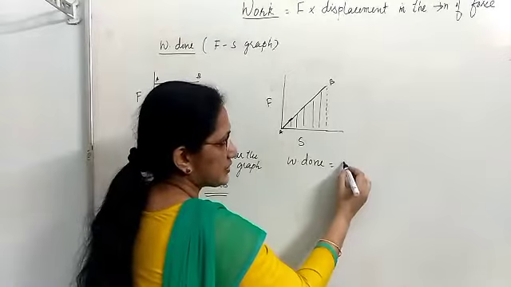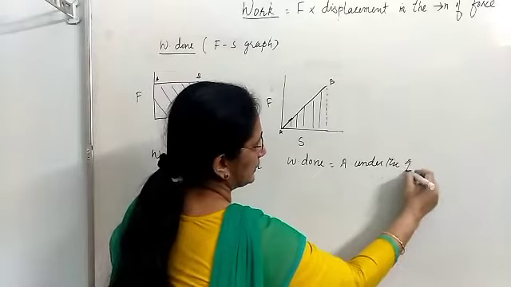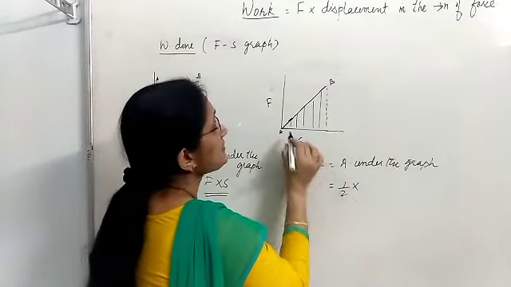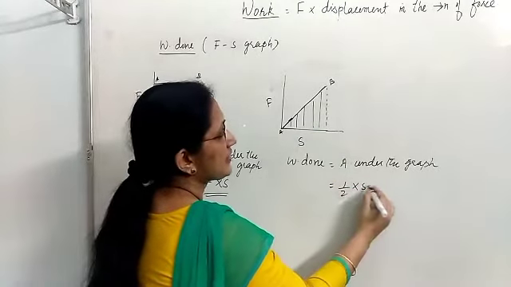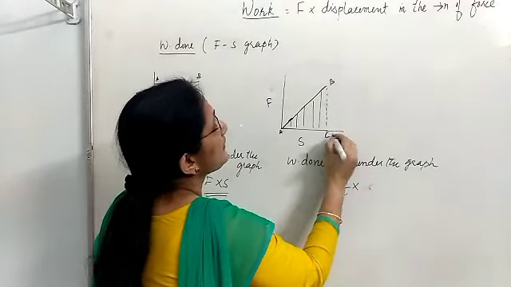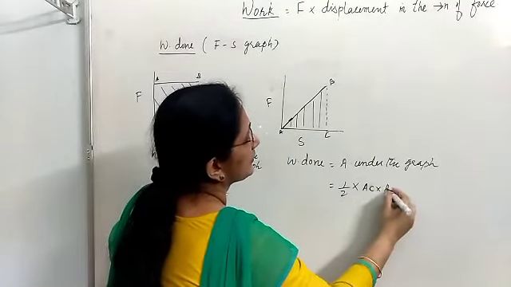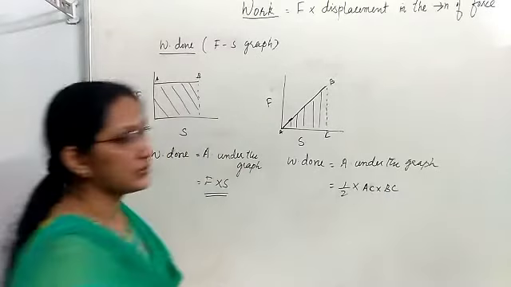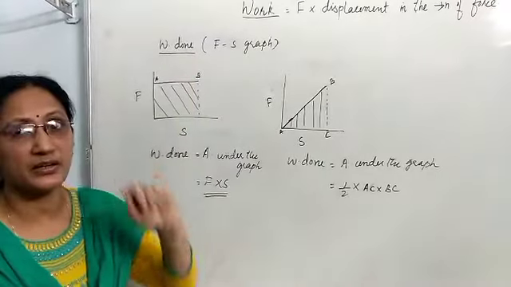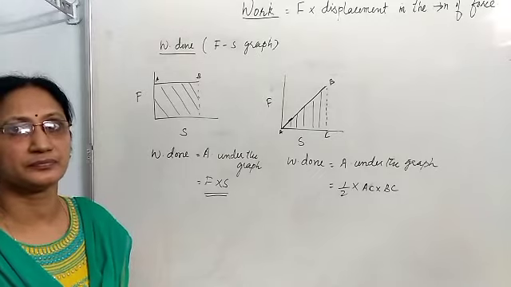Since it is triangular in shape, the formula for the area is half BH. Base is represented as S, or you may use another symbol AC. So AC is the base, BC is the height. Multiply it, it will give the work done. So the conclusion is, from the force displacement graph you can find out the work done. Area under the force displacement graph gives the work done.